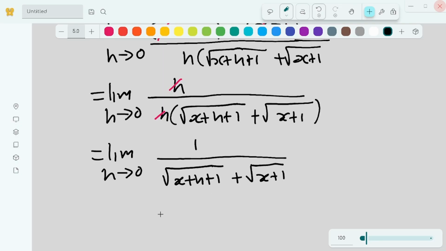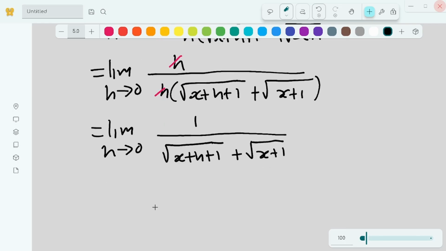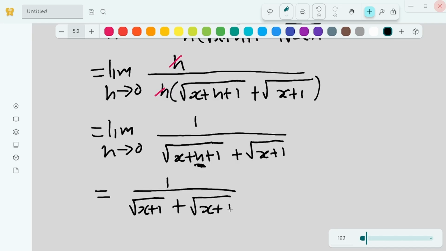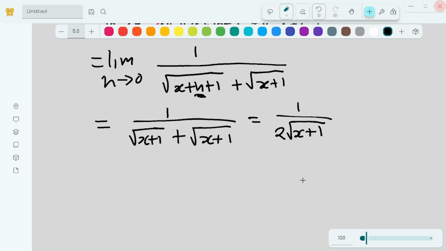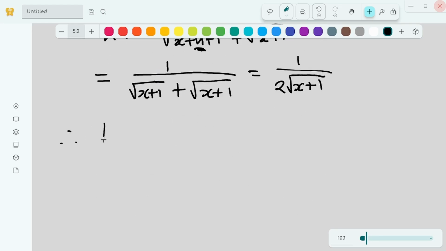Now we are free to substitute. Where there's h, we can put 0 and we'll be able to evaluate our problem. If you put 0 for h, you're going to have 1 over the square root of x + 1 plus the square root of x + 1, and this is going to be 1 over 2 times the square root of x + 1. Therefore our derivative, dy/dx, is 1 over 2 square root of x + 1.